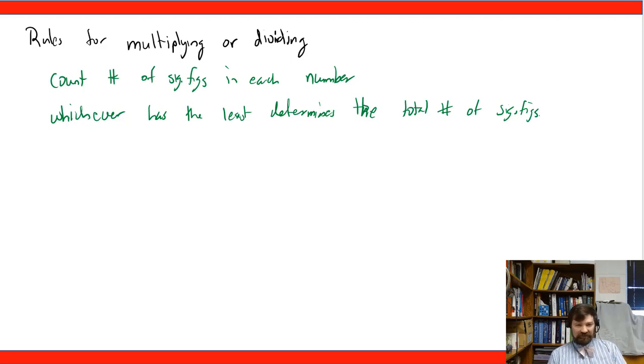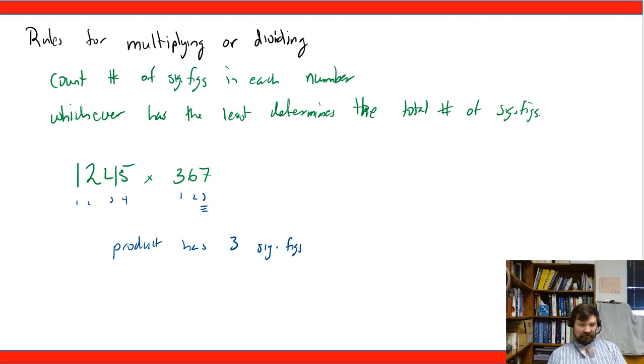So for example, let's say that I have 1,245 times 367. So this one has 1, 2, 3, 4. This one has 1, 2, 3. Therefore, since this one has fewer, the product has 3 sig figs.